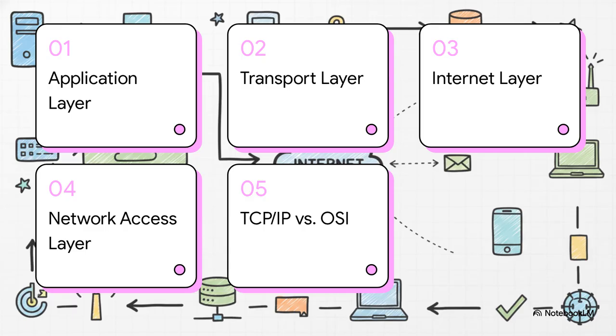Okay, so here's our roadmap for today. We're going to start at the top with the application layer, then we'll move down to the transport layer, navigate through the internet layer, and finally hit the network access layer. Oh, and we'll wrap up by doing a quick comparison of TCP/IP against the OSI model.